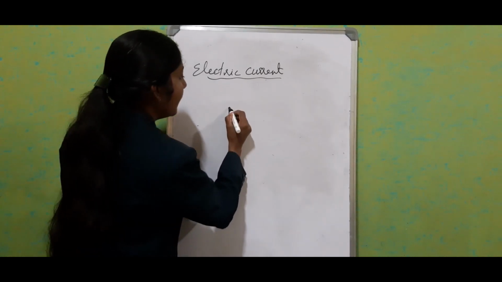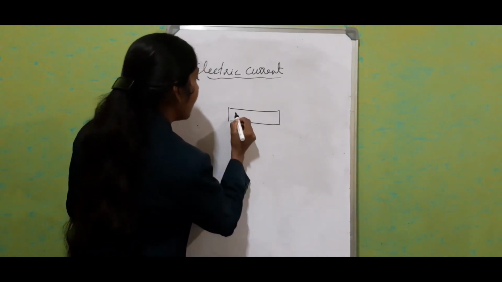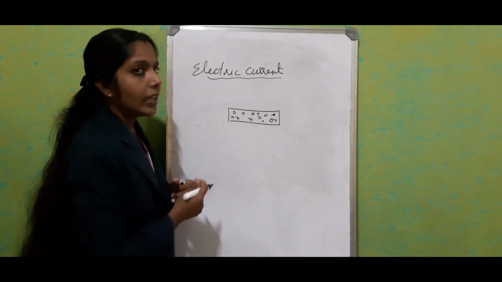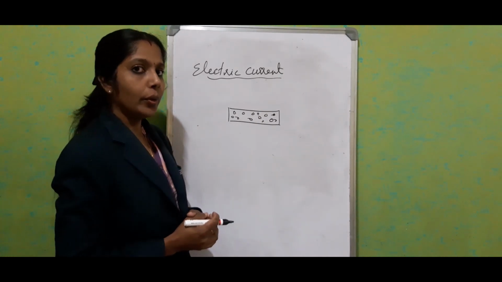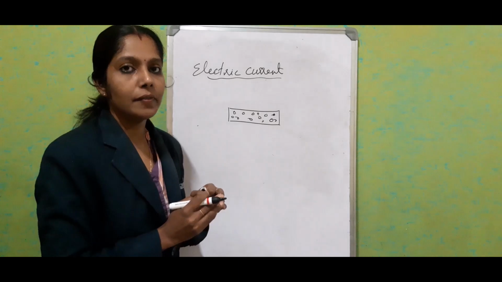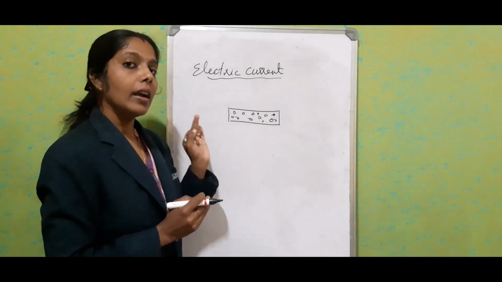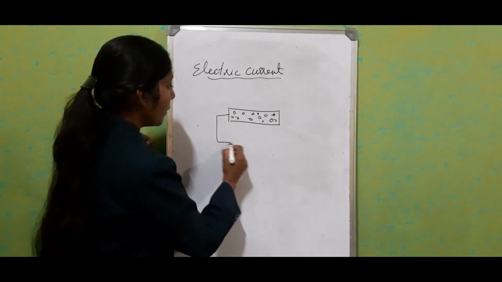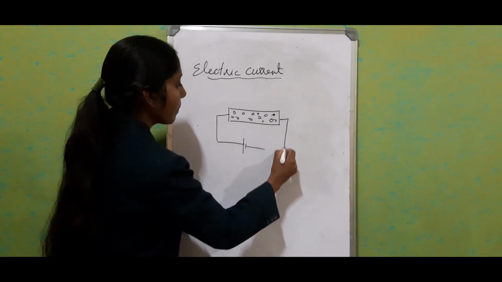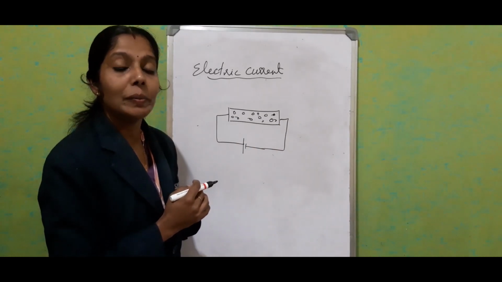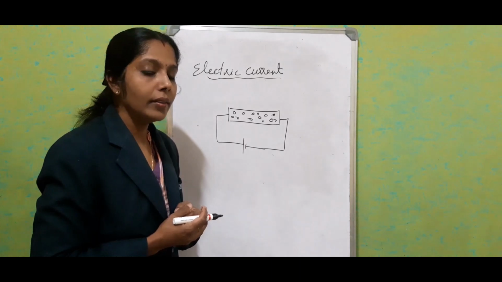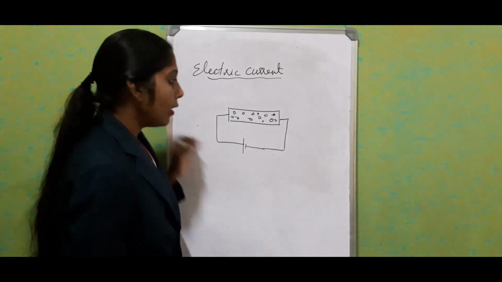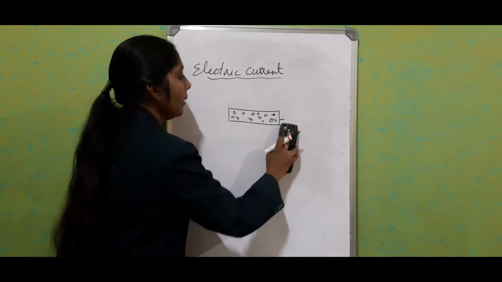Just consider a conductor that is completely filled with electrons. We know that in a normal circuit, the electrons are responsible for the current flow. If we connect it to an external battery, what happens? The electrons will be attracted. What is the charge of an electron? It is negative in charge, so it is attracted towards the positive end.